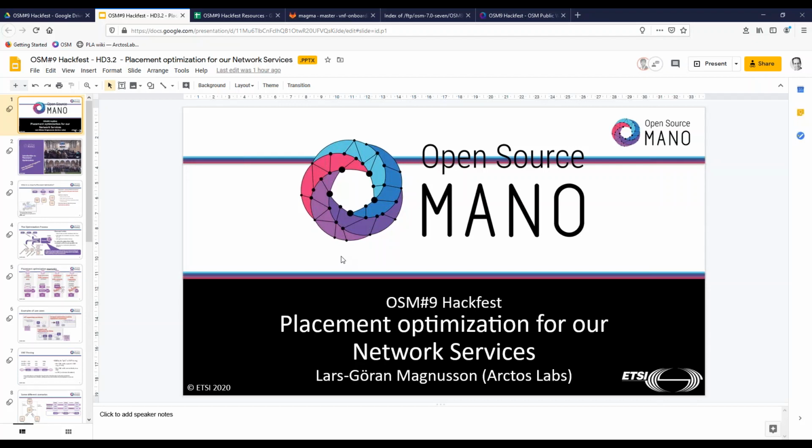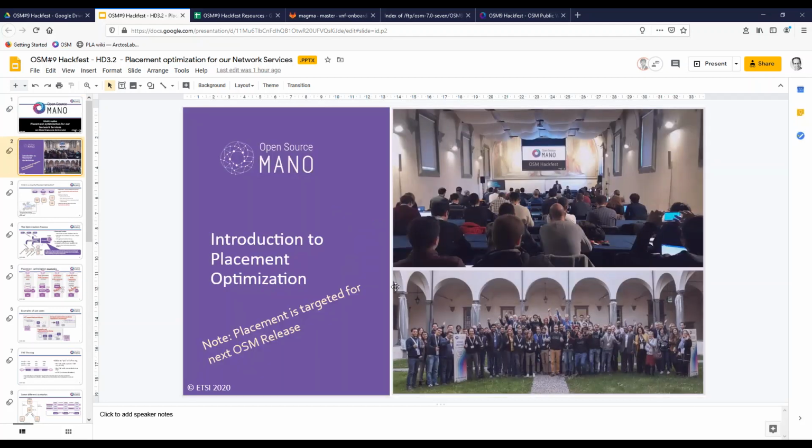So what we talk about now is placement optimization for the network services. My name is Lars-Göran Magnusson, I'm from Arctos Labs. This will be an introduction. It's actually a new feature, and it's not included in what we are running now. The OSM we have installed is release 7.1, and placement will be part of the next release, so this is a bit of a preview. It won't be long until it's launched. I suppose we will plan the release days for release 8 during this week.